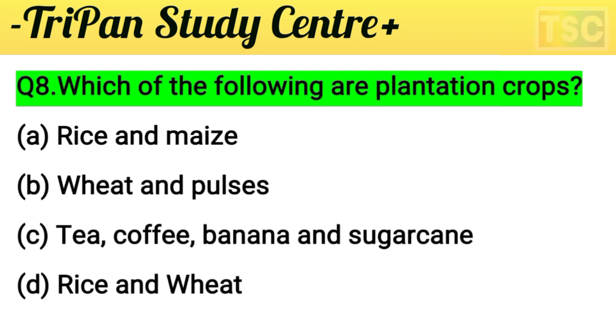The next question on your screen, the question is clear. Which of the following are plantation crops? Option A, rice and maize. Option B, beet and pulses. Option C, tea, coffee, banana and sugar cane. And D, rice and wheat.